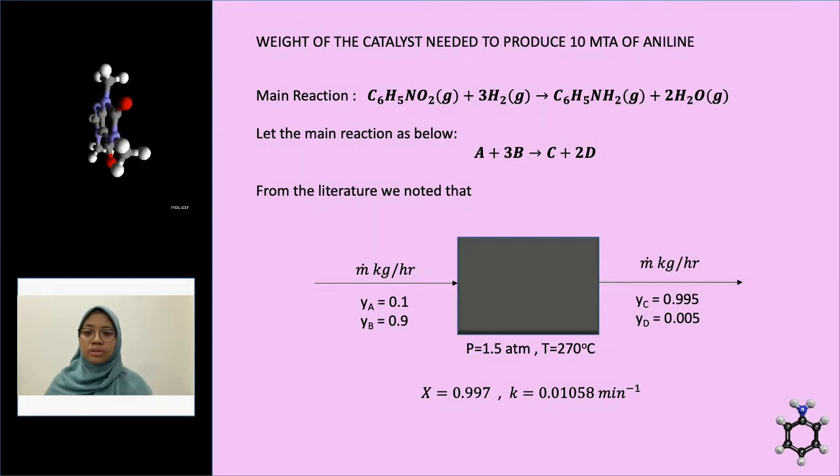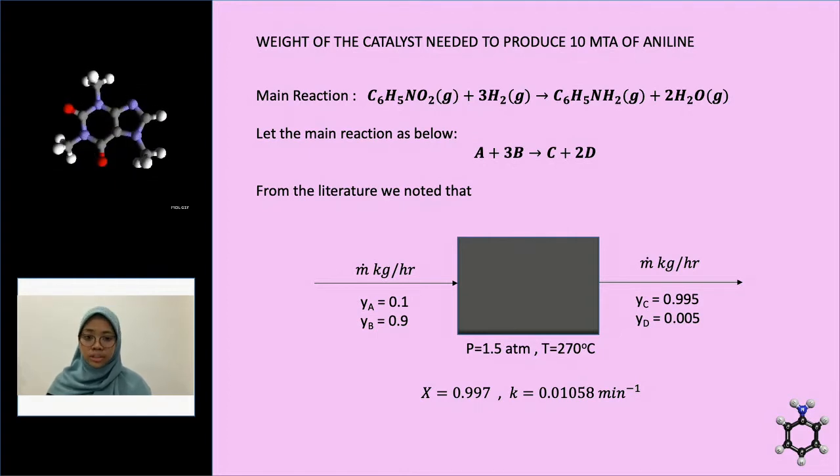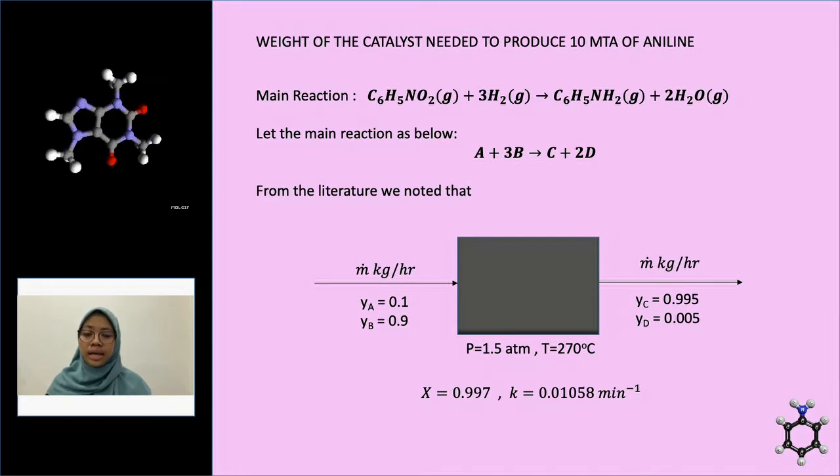Firstly, calculate the weight of catalyst needed to produce 10 metric tons per annum of aniline. From previous knowledge, the main reaction is 1 mole of nitrobenzene reacts with 3 moles of hydrogen gas to form 1 mole of aniline and 2 moles of water. To make the calculation easier, the reaction is represented as A + 3B → C + 2D.